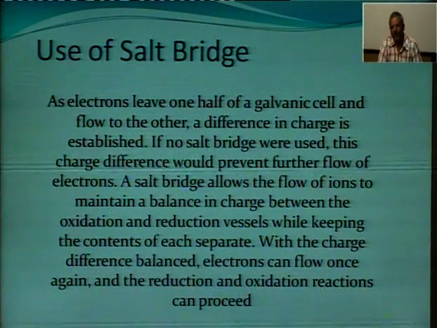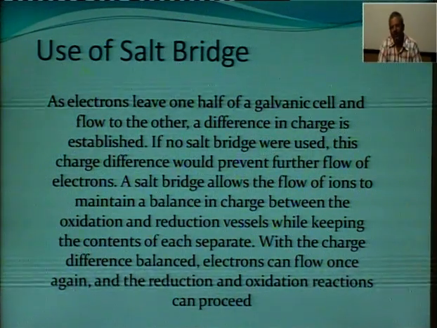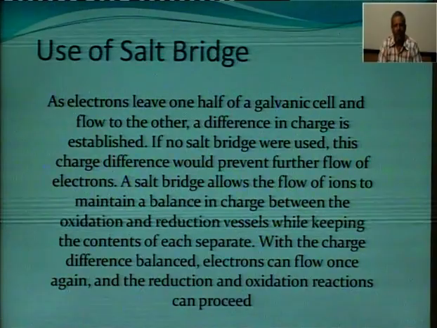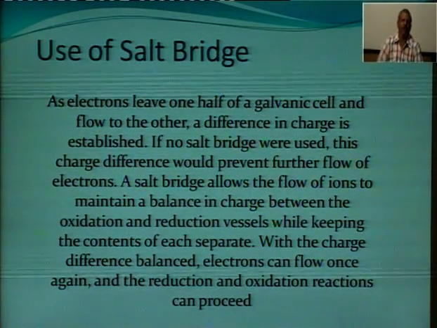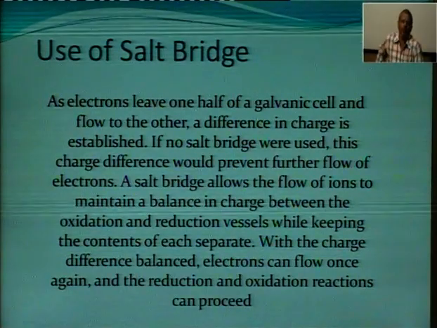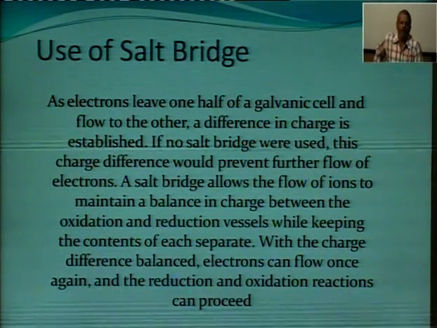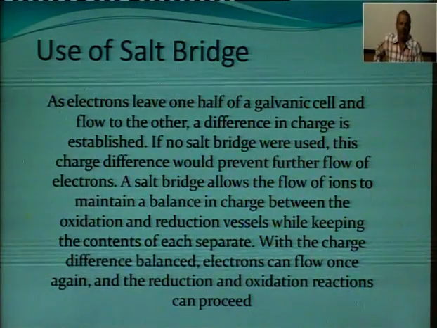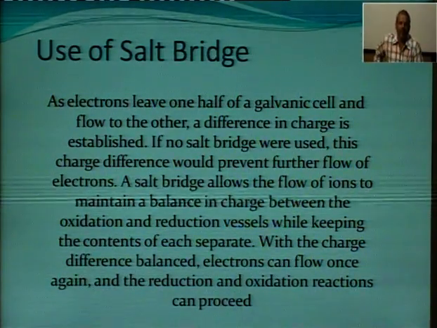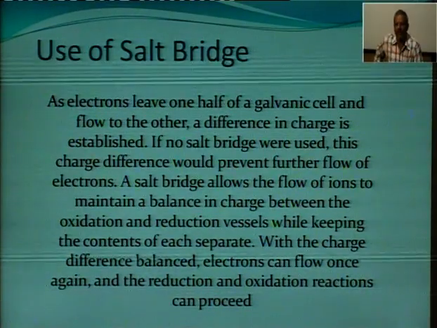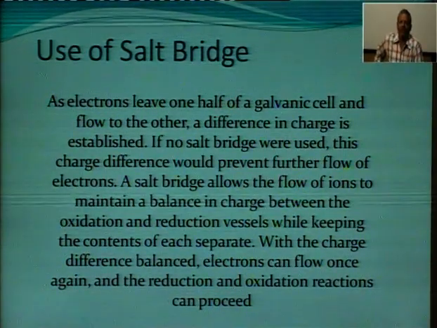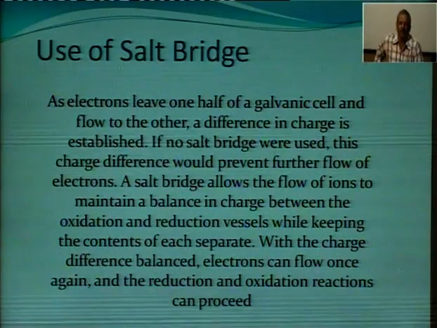The other, a difference in charge is established. If no salt bridge were used, this charge difference would prevent further flow of electrons. A salt bridge allows the flow of ions to maintain a balance in charge between the oxidation and reduction vessels while keeping the contents of each separate.